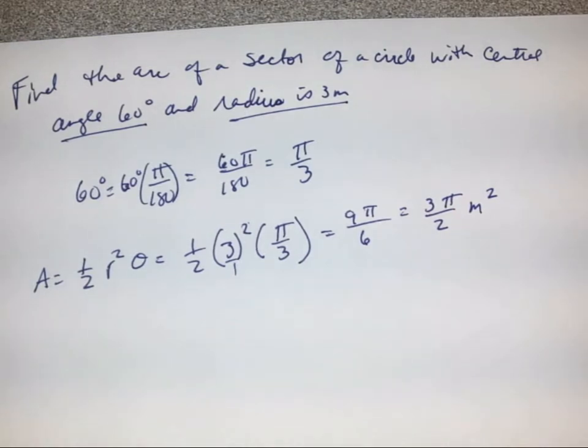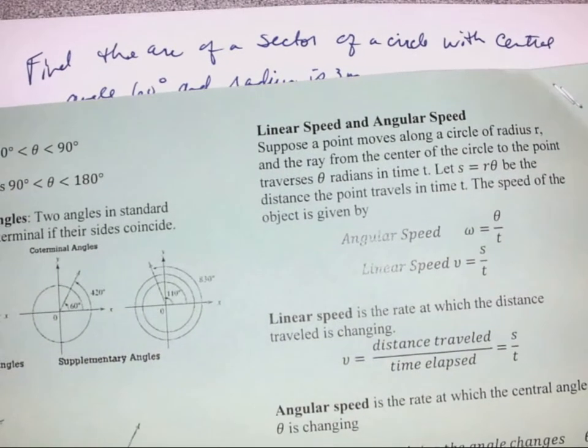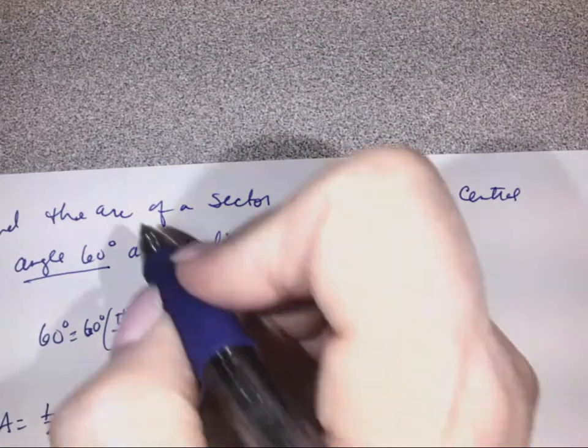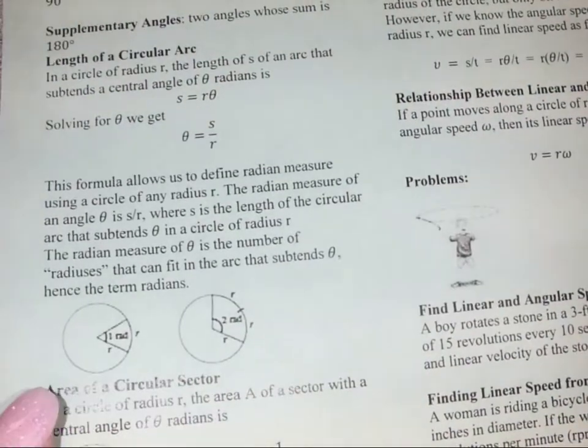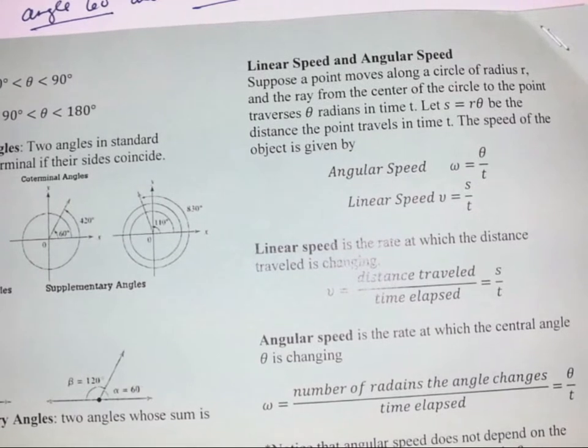All right, so the next thing we're going to look at is linear speed and angular speed. Suppose a point moves along a circle of radius r, and the ray from the center of the circle to the point traverses theta radians in time t. I realized when I wrote this earlier it should have been area. I think I wrote arc. The area of a sector of a circle, because that's what we were doing. Sorry, it's so easy to make little oopsies. This is why we give partial credit.